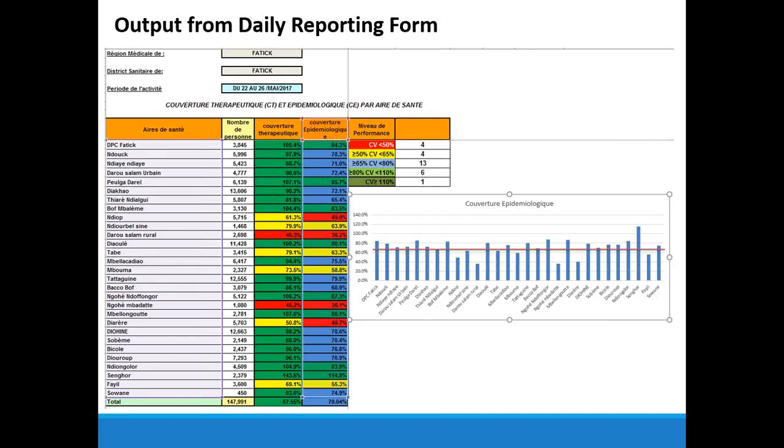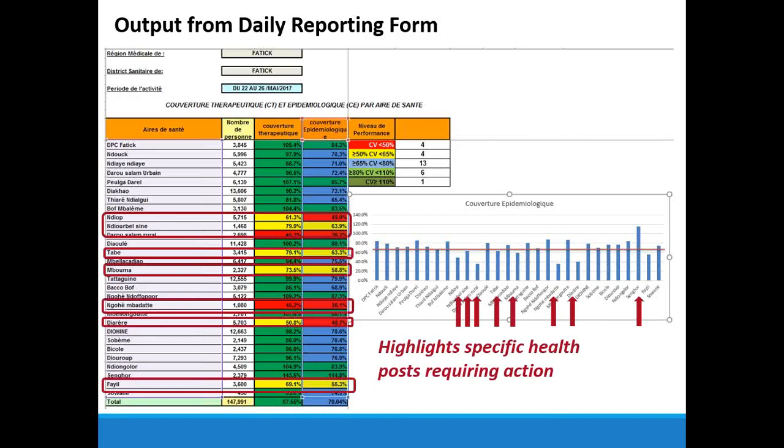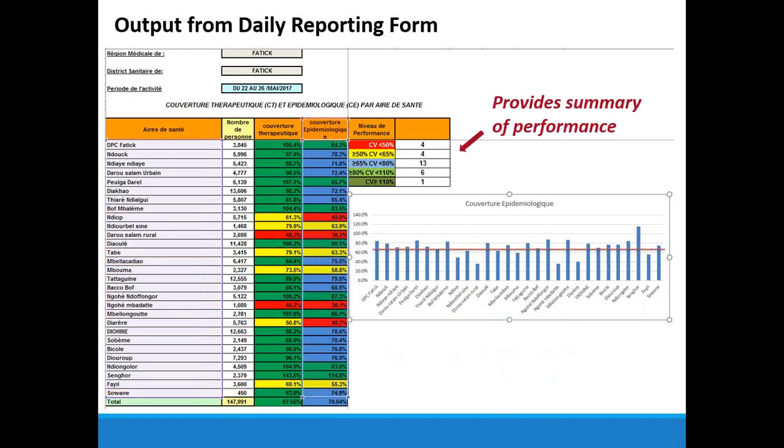And the color means where you stand. For example, if you have a red color, it means that the coverage is under 50%. It means it's not good. If it is between 50% and 65%, it is yellow. So the color gives you an overview of where it is functioning and where it is not functioning, and you know exactly where you need specific action. So when you have a graphic like this, with all yellow and red colors, it means that it's not good, and you really need to take specific action on those health posts.